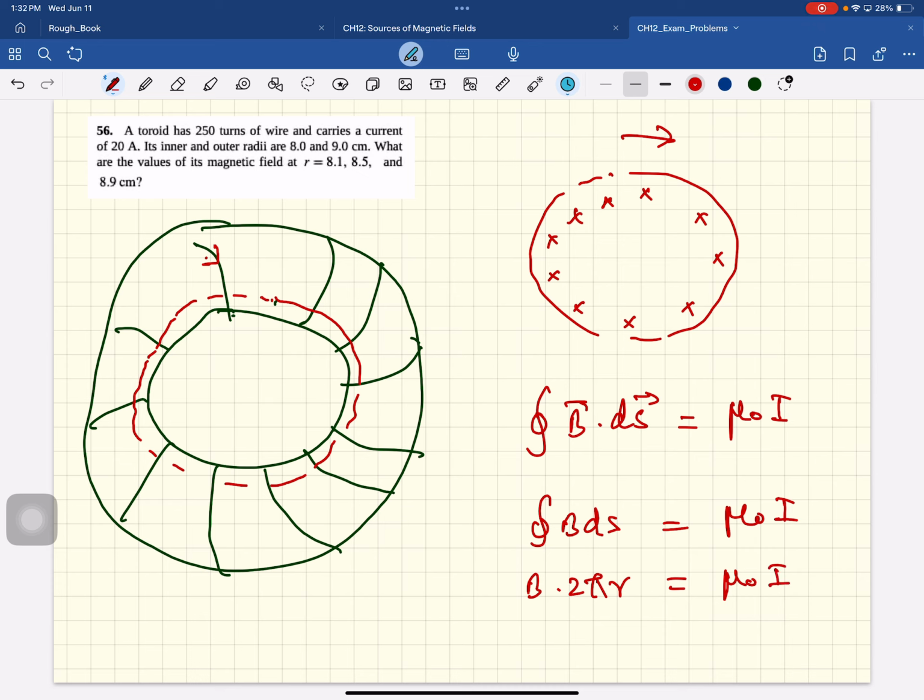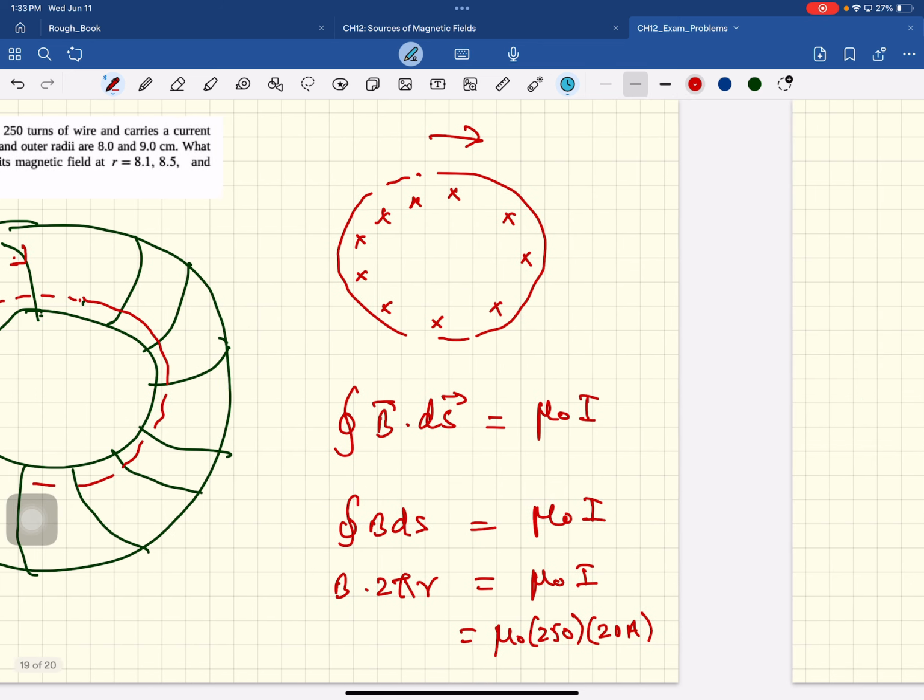That's equal to mu naught times I. What is the current threading this loop? Each current, there's 250 turns of the wire, and so there's 250 of those wires going in. So the current is mu naught times 250 times 20 amps. Did you guys understand that?